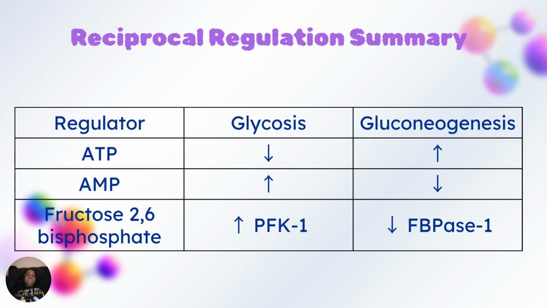Sorry, let me repeat that for you guys. So, when the cell distress signal is saying we need more energy, the AMP activates glycolysis and then shuts off glycogenesis.